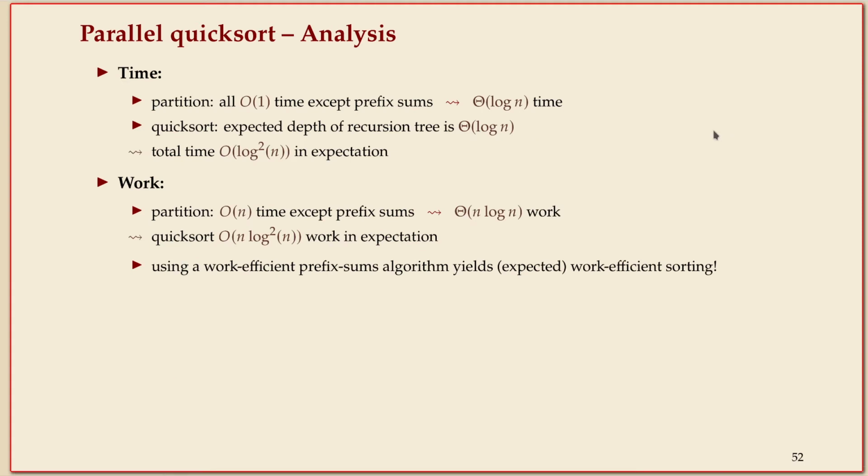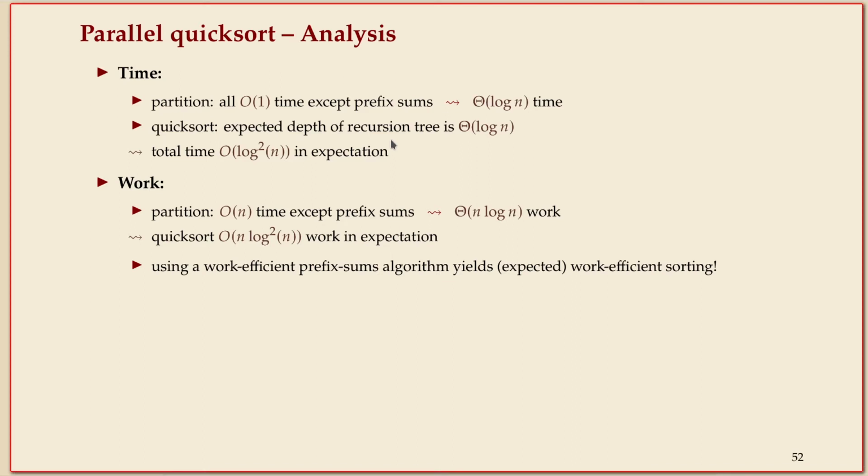Okay, we want to briefly see how well this works now. In the interest of time, let me just tell you the end result, and we don't look at all the details. The time for partitioning is constant except for the prefix sums. All the other steps we do, once you take the parallel loops out, what they do is just compare some things and store it in an array. That's all just constant time. The only thing that takes parallel time is the prefix sum, and we've seen that that's logarithmic.